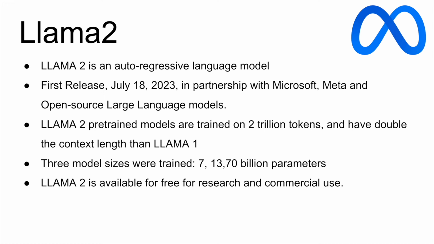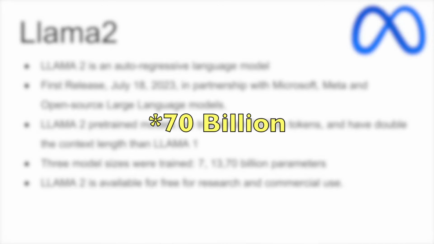There are 3 models. You have the smallest model with 7 billion parameters, then you have a 13 billion parameter based model, and then you have a 20 billion parameter based model.